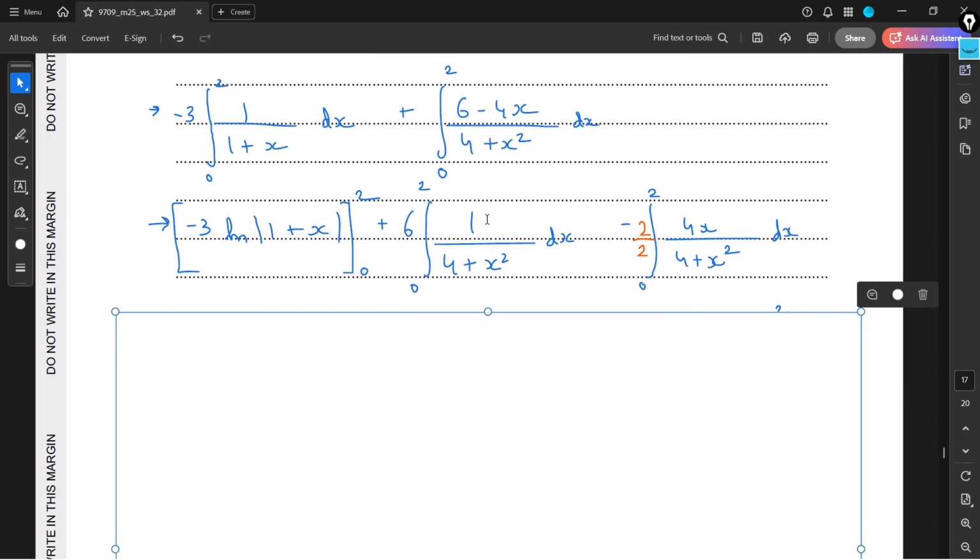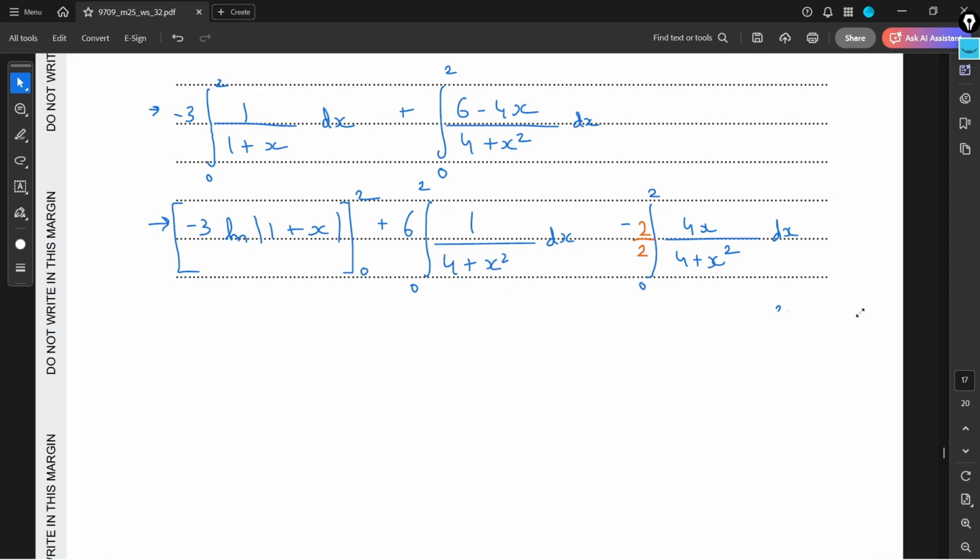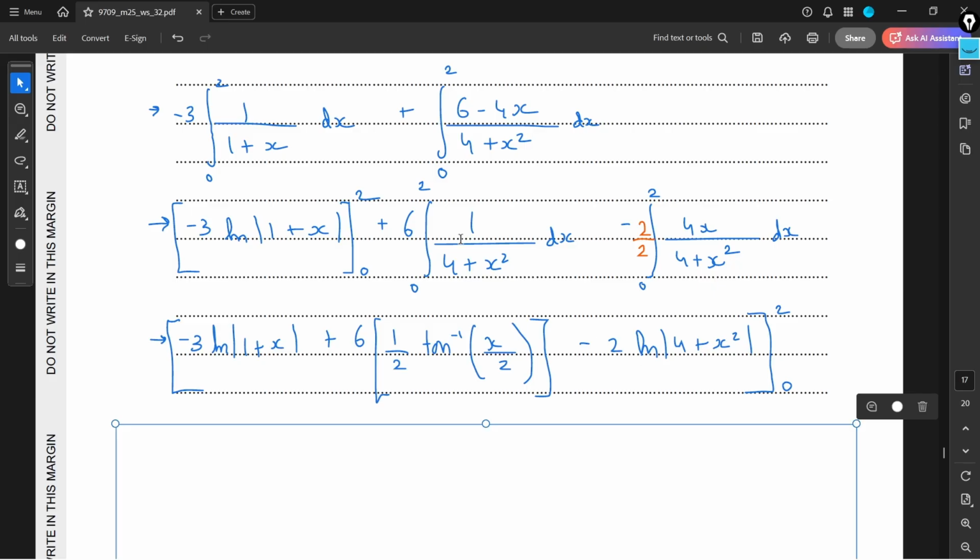And then over here now, because I have 6 over 4 plus x squared, I can take 6 out as a constant. I'm left with 1 by 4 plus x squared. That is 1 by 2 squared plus x squared. And then according to the formula given in the MF19 booklet for this one, we are going to get 1 by a, that is 1 by 2, tan inverse of x by a, which is tan inverse of x by 2. And obviously because 6 was out as the constant, that is carried forward over here.